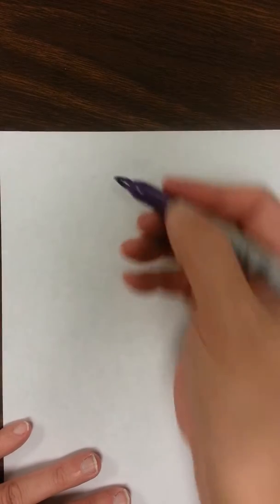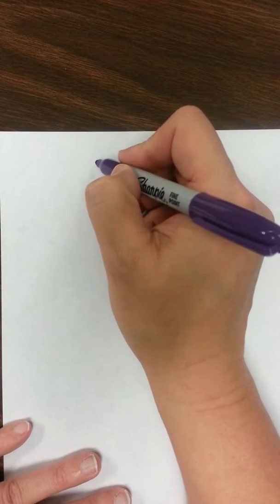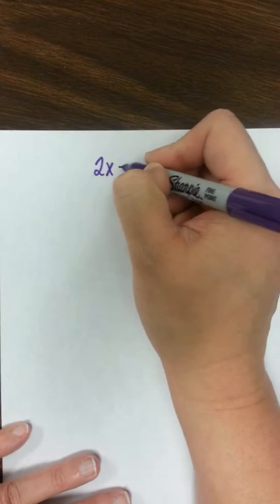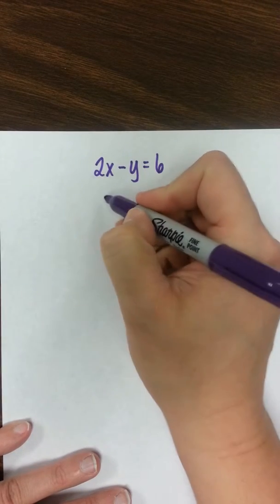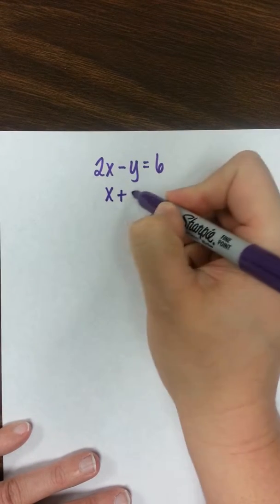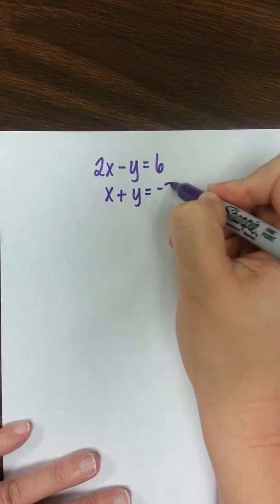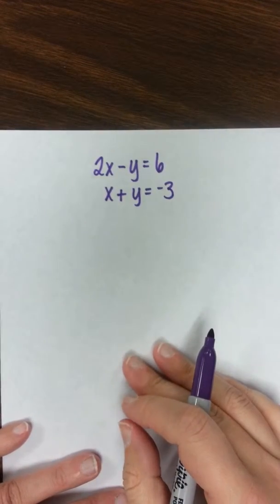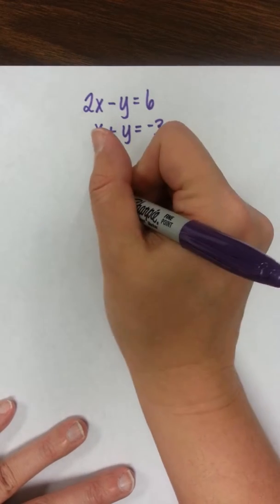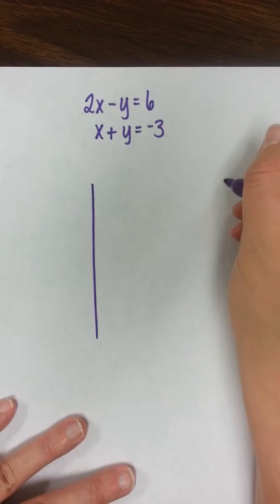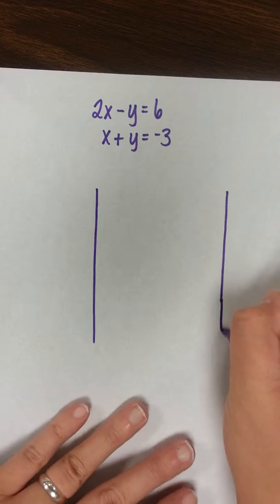Now let's try one a little more challenging. For this system, I'm going to use the equation 2x minus y equals 6, and my other equation is going to be x plus y equals negative 3. First, since I know that I'm going to do this by substitution, I'm going to go ahead and draw the 3 columns that I plan on using.